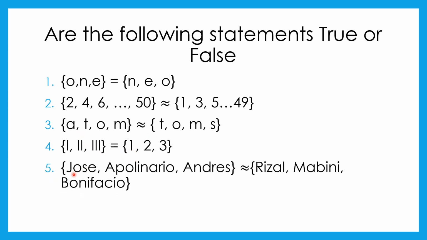And number 5, on the first set, we have Jose, Apolinario, and Andres. On the second set, we have Rizal, Mabini, and Bonifacio. If you can see, these refer to the same persons, but what we are talking about here is the number of elements. So these are equivalent sets. All right, so the answer here is true.